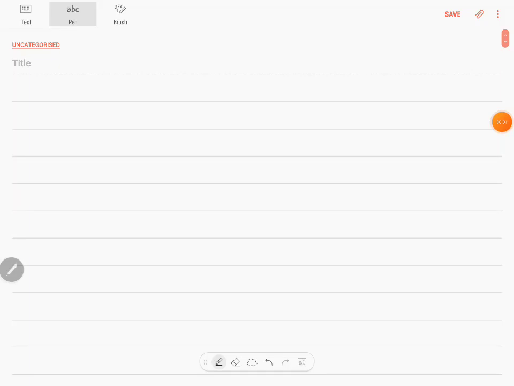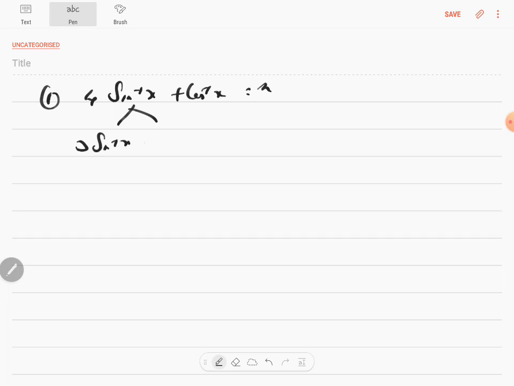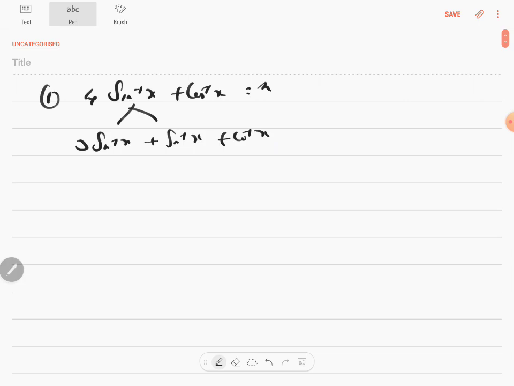I want to deal with extra sums in inverse trigonometry. The first sum being 4 sin inverse of x plus cos inverse of x is equal to pi. You can write this as 3 sin inverse of x plus sin inverse of x plus cos inverse of x, so that this itself is pi by 2. So 3 sin inverse of x plus pi by 2 is equal to pi.